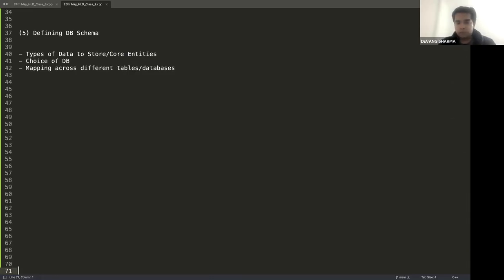All right, now we move to the step number 5, which is defining the DB schema. In terms of defining the DB schema, there are 3 parameters we would like to talk about. Analyze the type of data you want to store or what core entities in the system. Then make a decision to the choice of database. Then talk about mapping across different tables or databases. Okay, so we need to make some observations before we can actually make a decision.